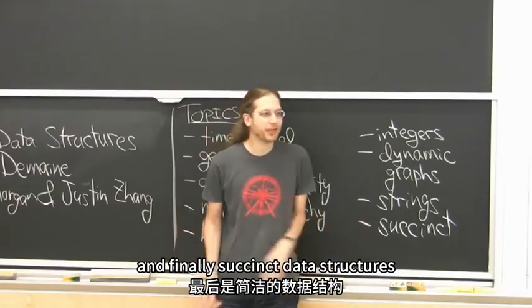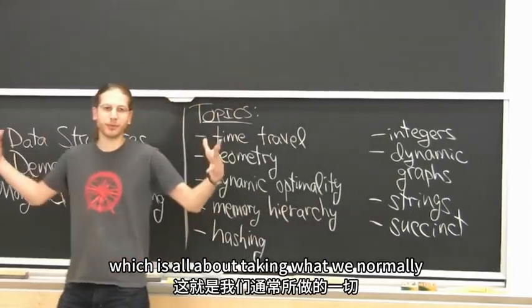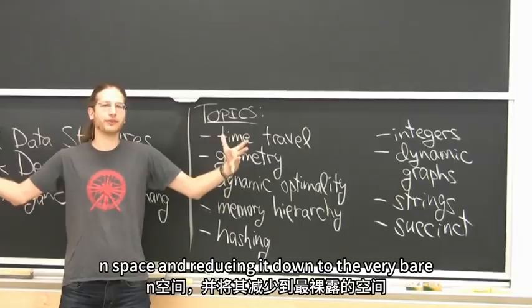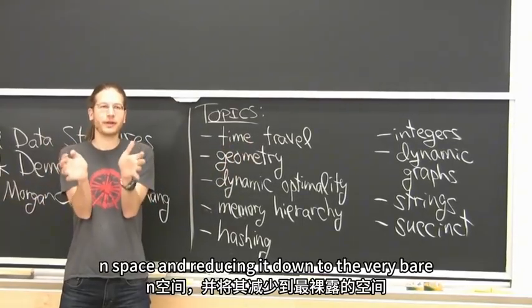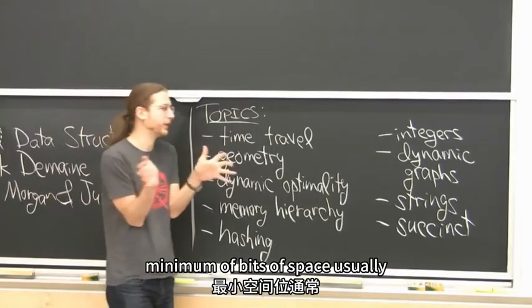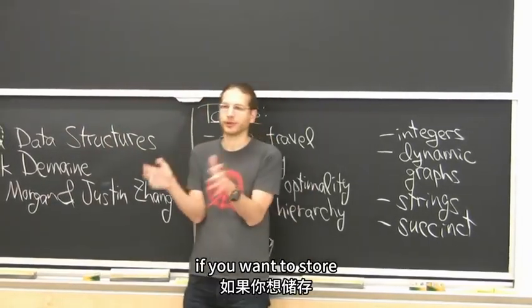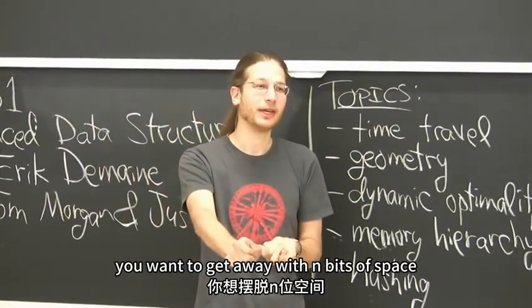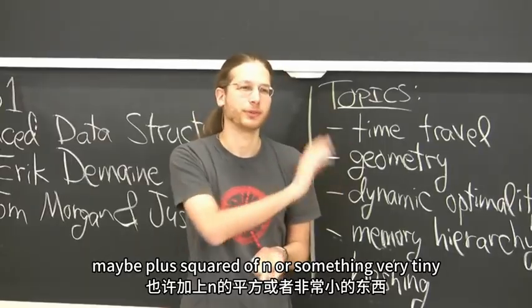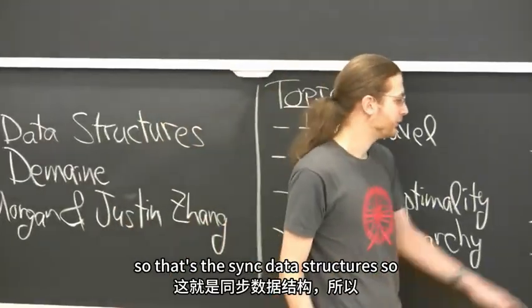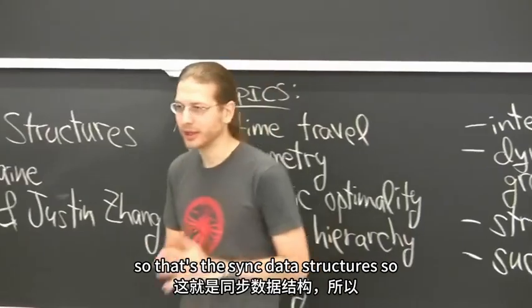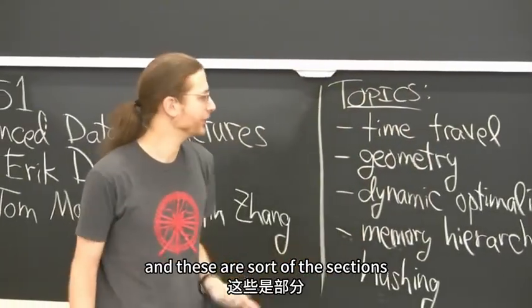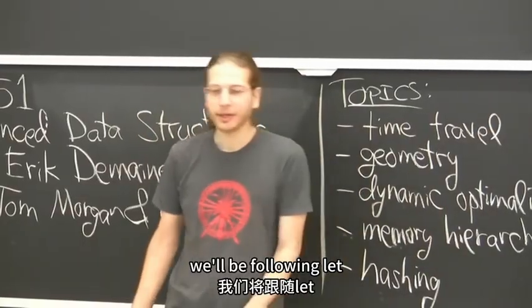And finally, succinct data structures, which is all about taking what we normally consider optimal space, order n space, and reducing it down to the very bare minimum of bits of space. Usually, if you want to store something where there's 2 to the n possibilities, you want to get away with n bits of space, maybe plus square root of n or something very tiny. So that's succinct data structures. So that's an overview of the entire class, and these are sort of the sections we'll be following.